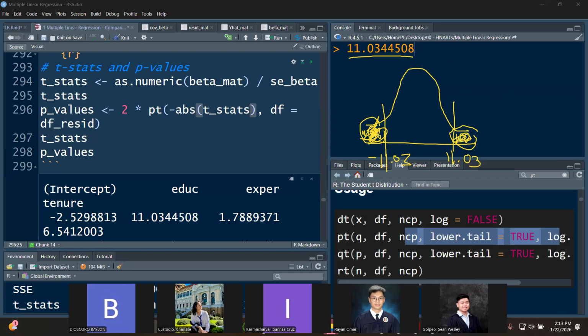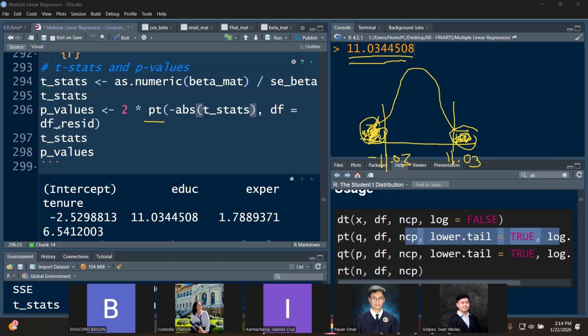So to get the probability, class, of getting a t-value of 11.03, we need to add both of this. Okay, so what function do we need? We need to use the PT function, the probability using the t function. Okay, so we need to supply the t-stat, the t-value, and then the degree of freedom. Okay, the degree of freedom.